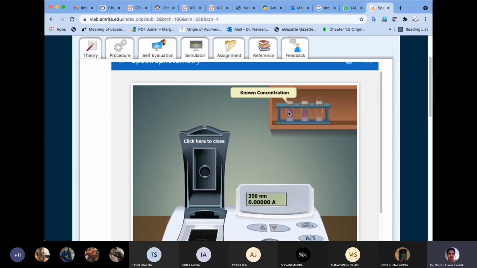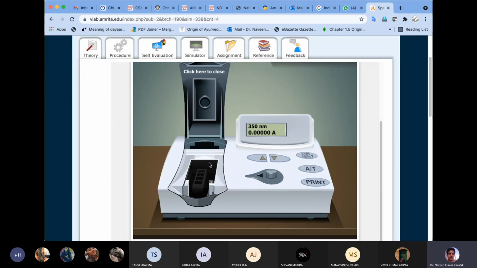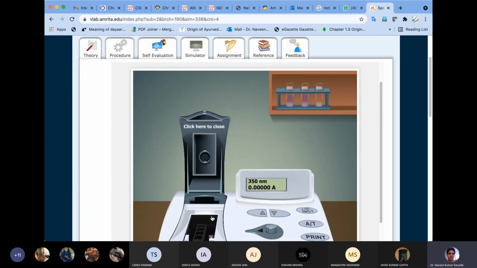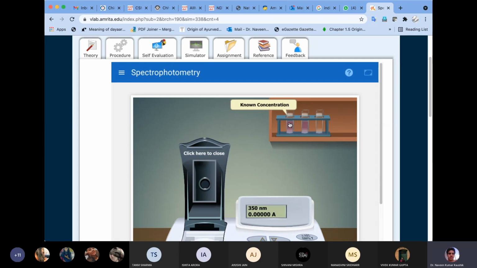Place these cuvettes into the slots dedicated for them. The samples could be one of known concentration, a second of unknown concentration, and the third is going to be the blank. This blank is going to have everything other than your sample. Sample means your DNA; other than DNA, it has everything in which you have dissolved your DNA. As we went through when extracting DNA, for dissolution of our DNA we used TRIS-EDTA as a buffer. So this blank is going to be TRIS-EDTA. Whatever the absorption of TRIS-EDTA is, we have to subtract this absorbance from our sample.